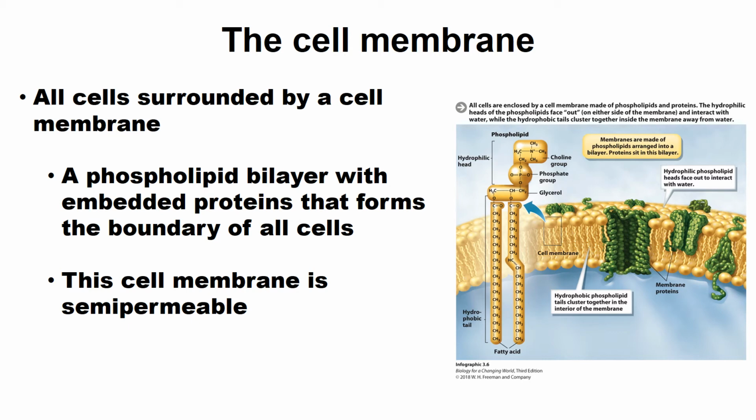And this is why you have two layers of fat, with the tails pointing towards each other and the heads pointing towards the water. Because of this property, the cell membrane allows certain things to go in and certain things to stay outside.